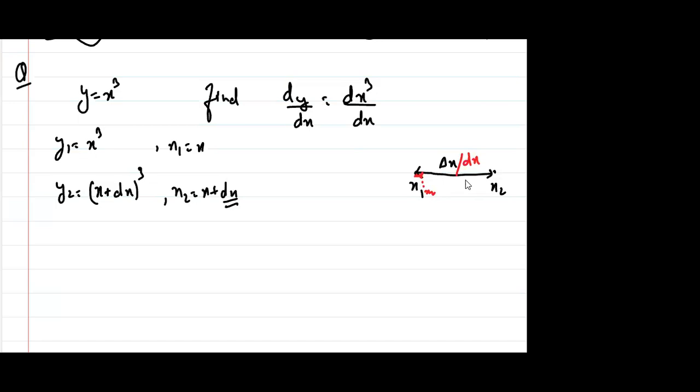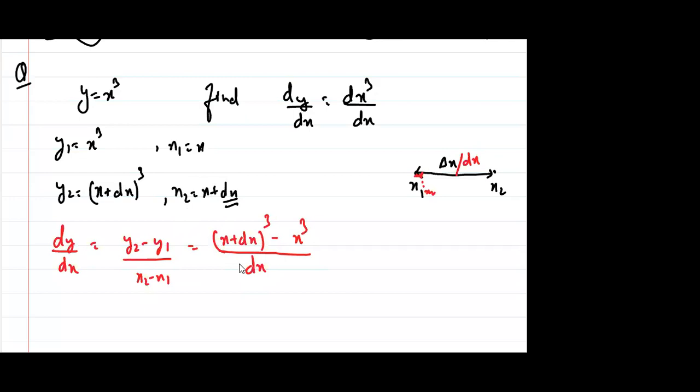Right? If you're not getting it, ask. If it would have been easy, right? It is new. Anything which is new, it's not easy to understand, right? Now, sir, what is dy by dx? It is basically (y2 minus y1) by (x2 minus x1). Yes or no? Ayana. And what is y2 minus y1? So it is (x plus dx) whole cube minus y1, which is x cube, divided by x2 minus x1. What is x2 minus x1? It is dx.